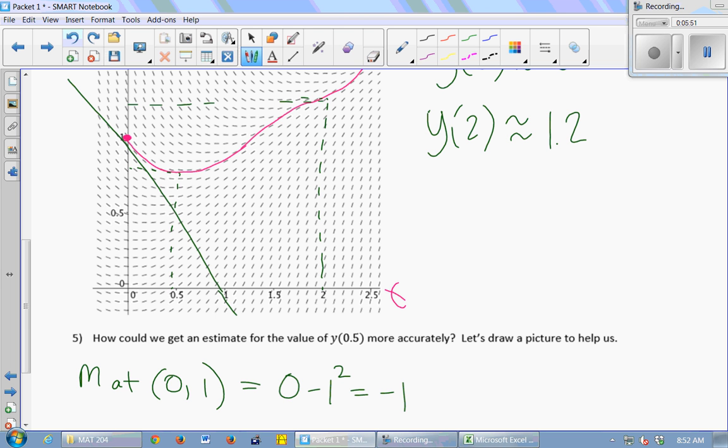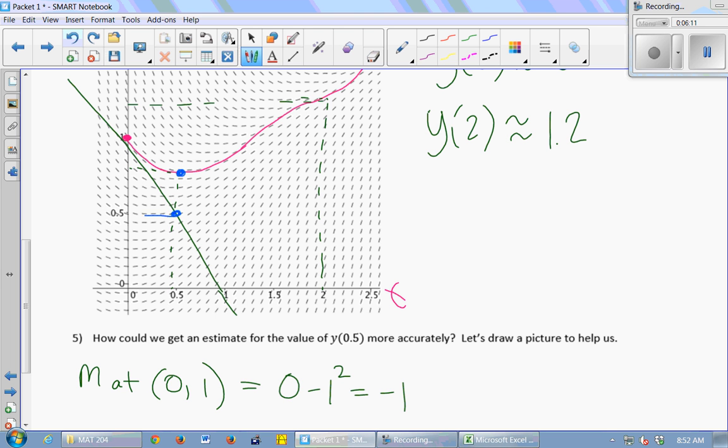And I'm going to use the tangent line instead of the curve to approximate the value at a half, because a half is relatively close to 0, right? Probably a smaller step size would be better, but a half is pretty close to 0. So this is the point I'd like to know, but I'm going to find the point on the line.